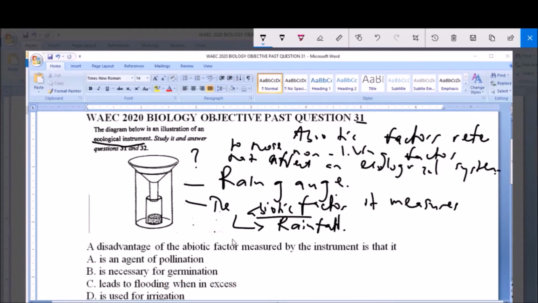Now the disadvantage of this abiotic factor, rainfall, is that option C says leads to flooding when in excess, and of course when rain falls in excess, it leads to flooding. Excess of rainfall leads to flooding. So that is the disadvantage of this abiotic factor measured by this instrument, which we identified as the rain gauge. So option C, leads to flooding when in excess, is the correct answer to this question.